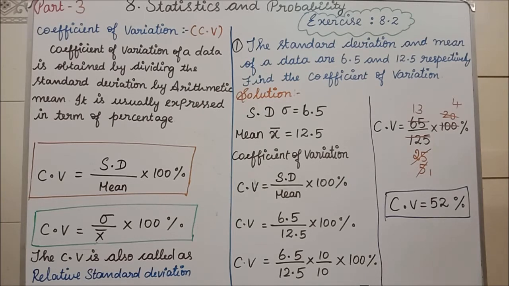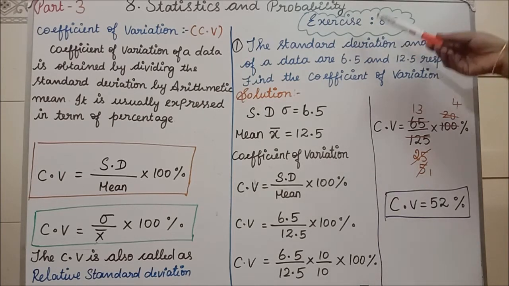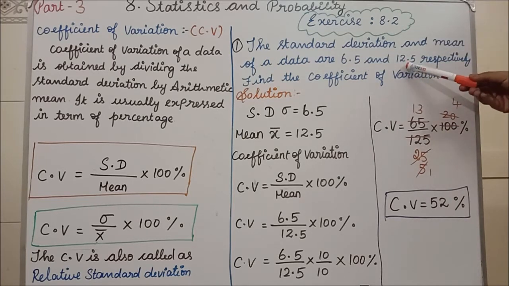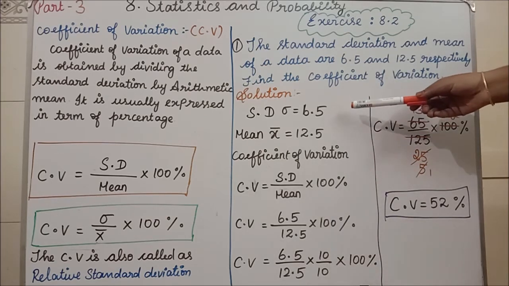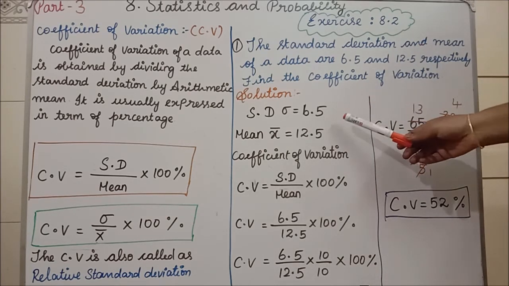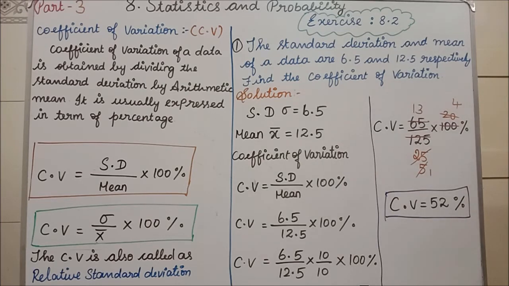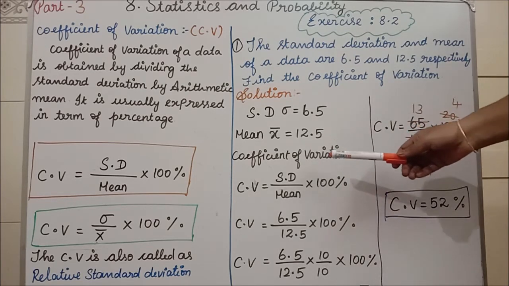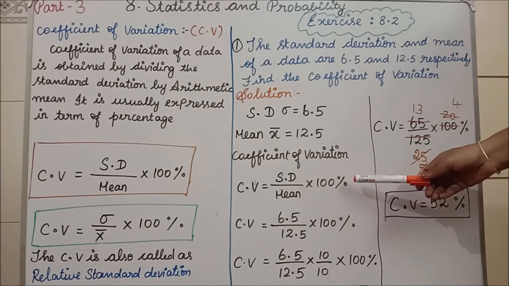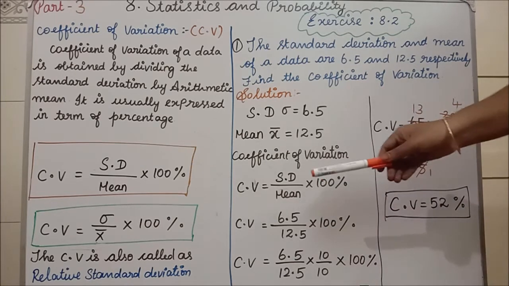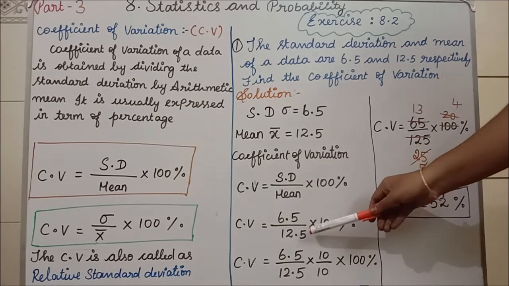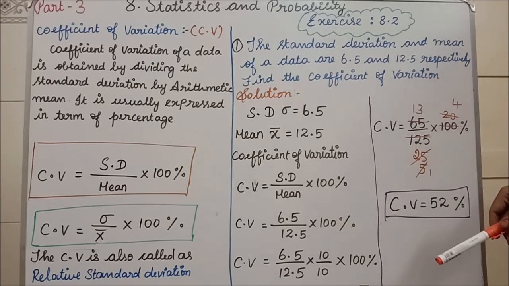Students, what are the values given in the question? Standard deviation is given as 6.5 and the mean of your data is 12.5. Clear? So you have to write that standard deviation sigma is equal to 6.5, mean x bar is equal to 12.5. What is the coefficient of variation formula? C.V., standard deviation divided by mean into 100 percentage. Now standard deviation we have 6.5 divided by mean 12.5 into 100 percentage.